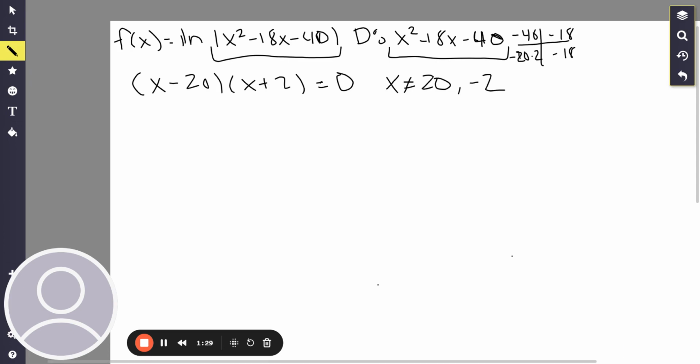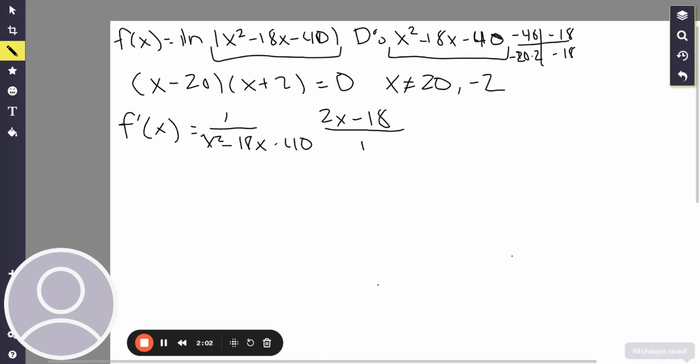Now we're going to find any other numbers that will be on the number line. And we're going to do this by taking the derivative. So we're going to do f prime of x. When you take the derivative of an ln, you first do 1 over what is inside the ln, which is x squared minus 18x minus 40. And then you take the derivative of this and put it up top. So we get 2x minus 18 over x squared minus 18x minus 40.